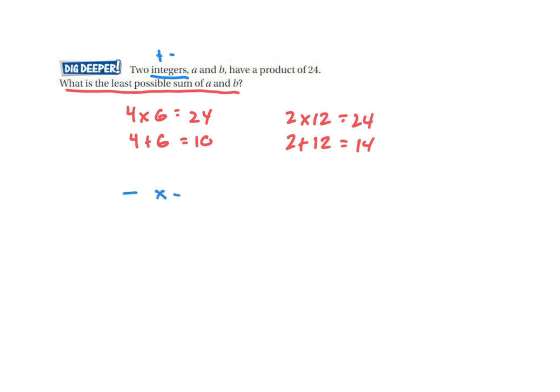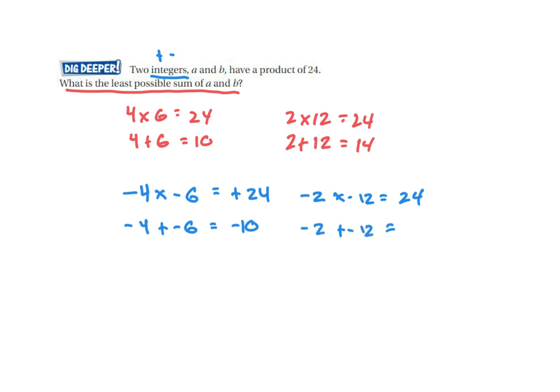and we need to think that a negative times a negative equals a positive. So let's try negative 4 times negative 6. That's still going to be positive 24, but now when we add negative 4 and negative 6 together, we get negative 10. So let's keep trying other options for factor pairs. If we do negative 2 times negative 12, we get positive 24 because a negative times a negative is positive. If we do negative 2 plus negative 12, now we actually have negative 14.